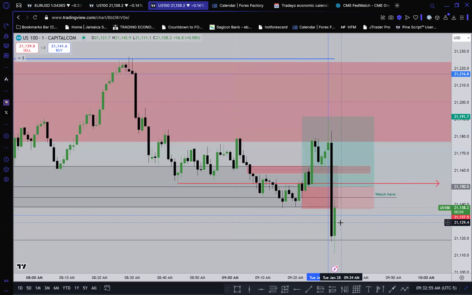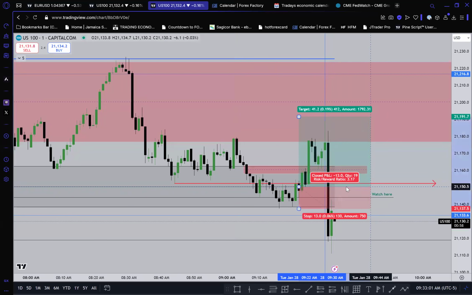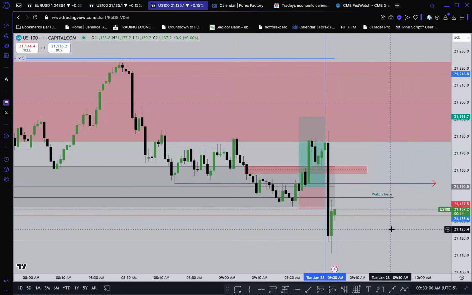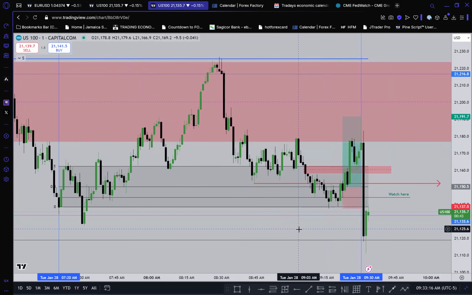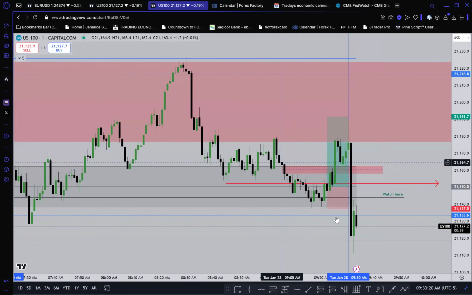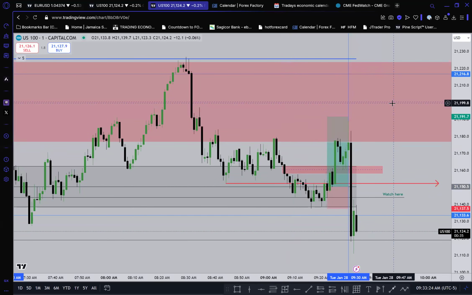Goes to the left over there. Do we reclaim levels or not? Meaning, do we get the levels that we were watching in the beginning? Do we get body closures above them and then they get used as support?